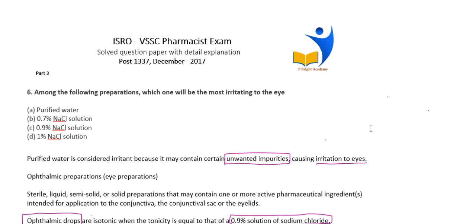Today we'll be discussing part 3 of the ISRO VSSC Pharmacist Exam with detailed explanation. The exam was conducted in December 2017. We'll go to the first question.